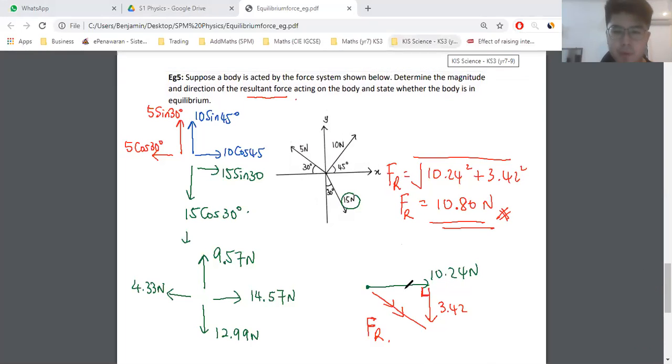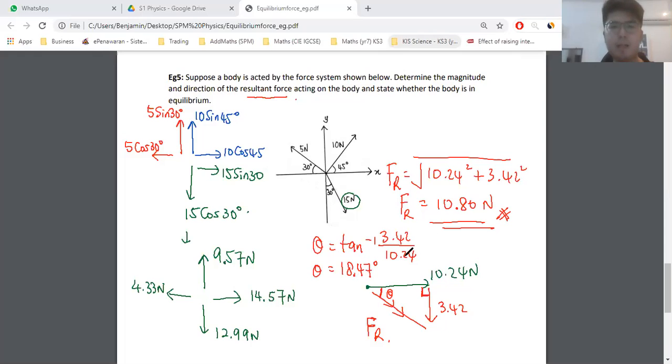Angle. This angle, tangent minus 1, 3.42 over 10.24, 18.47. What direction? Southeast. Sorry, Southeast is the angle here. So I can use 90 minus 18.47 to find the angle here, which is 71.5. South 71.53 East.